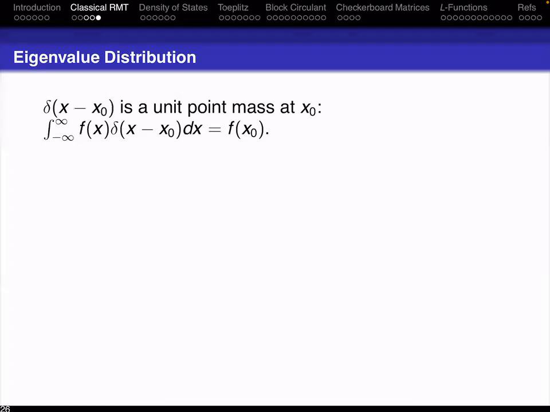Informally, though, let's just say we've got a unit point mass. So all of the mass is at x naught. And so we're going to define this operator. The integral of f of x against delta of x minus x naught is just going to return the value of f at x naught. It puts all of the mass at x naught. So I have a probability distribution, and all of my probability is at x naught. So when I multiply it by f of x, the only thing that matters is the value of f at x naught.